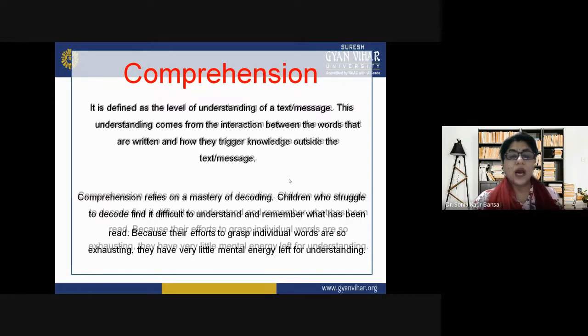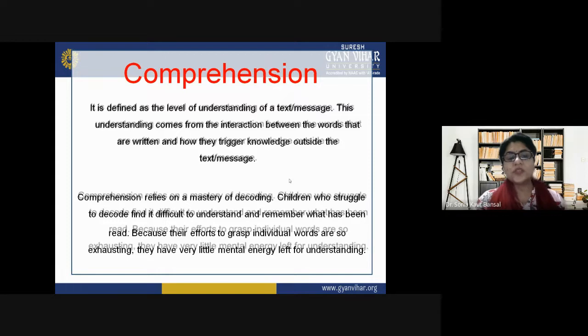So, how your understanding is developed like that, you are going to attain that. Comprehension relies on a mastery of decoding. As you become very comfortable in decoding the words and symbols given to you, you identify them quickly and understand the sentence structures very easily. So easily you understand the concept. Just understand in a simple way that comprehension relies on a mastery of decoding.